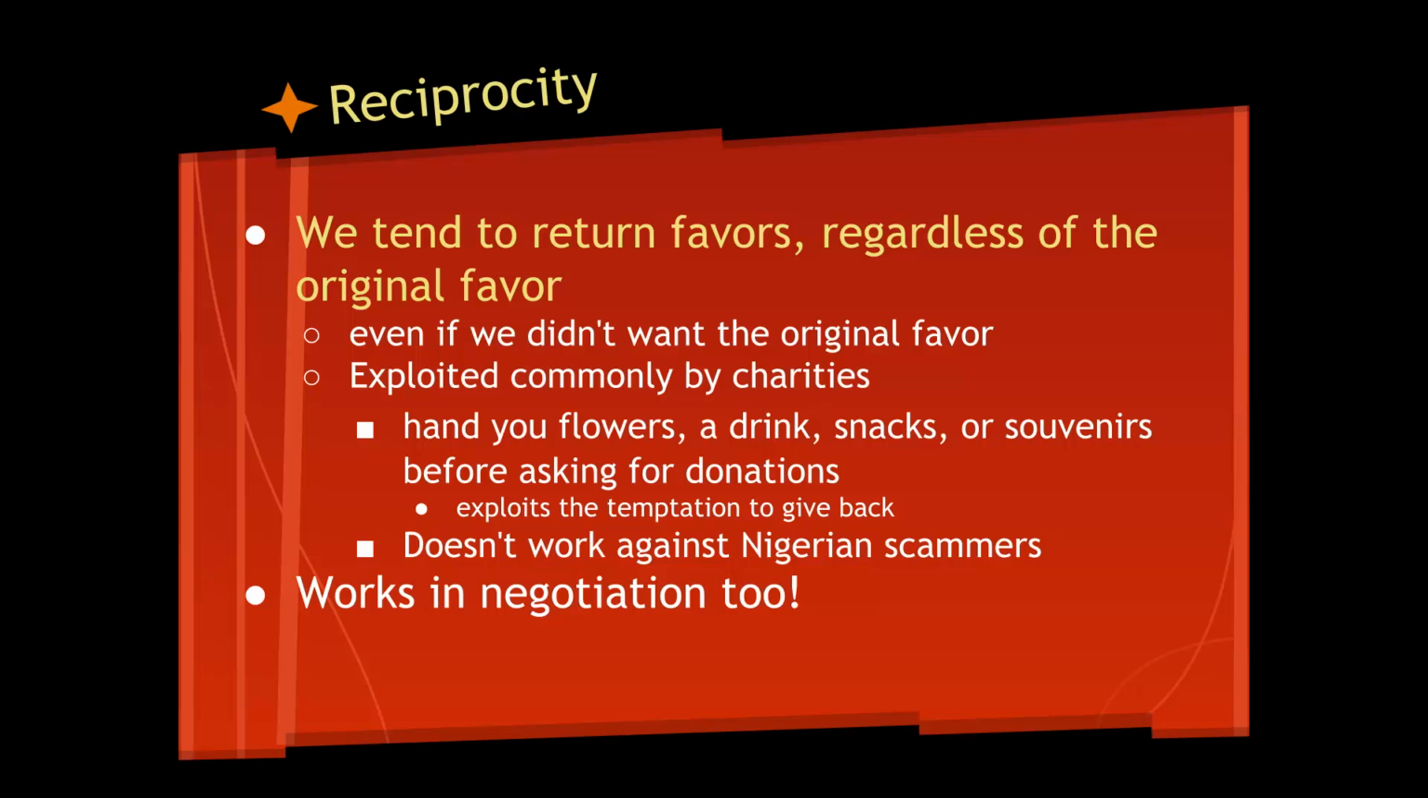So, reciprocity is really exploited a lot by charities, and by telemarketers, and it basically means that we tend to return favors regardless of the original favor, even if we didn't want the original favor. And this is why charities, when you go to a charity ball or a charity event or a fundraising thing, hand you flowers or drinks or snacks before asking for donations. It exploits the temptation to return the favor, even though you didn't want the original one.